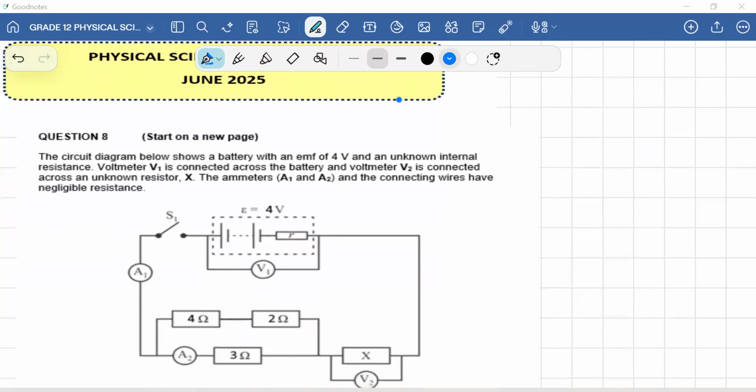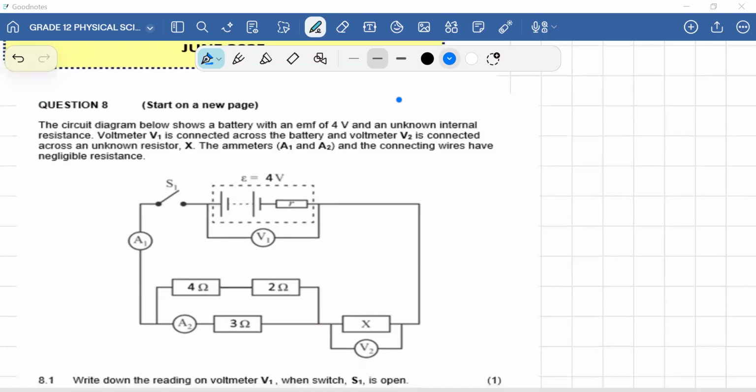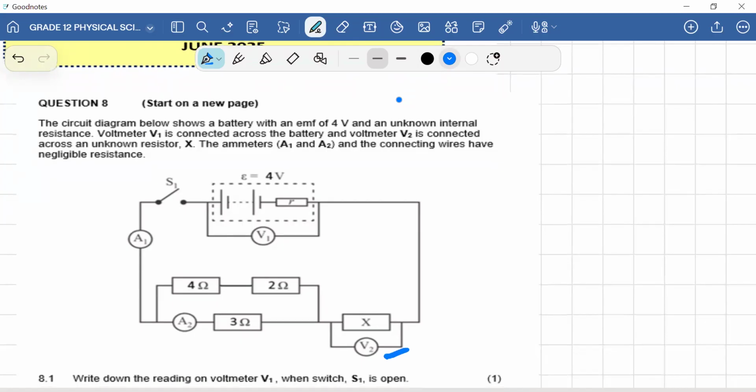The question reads: the circuit below shows a battery with an EMF of 4 volts and an unknown internal resistance. Voltmeter V1 is connected across the battery and voltmeter V2 is connected across the unknown resistor, which is this one here. The ammeters A1 and A2 and the connecting wires have negligible resistance.